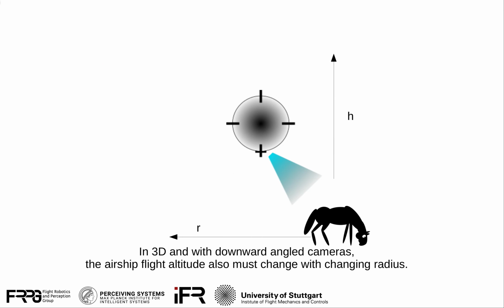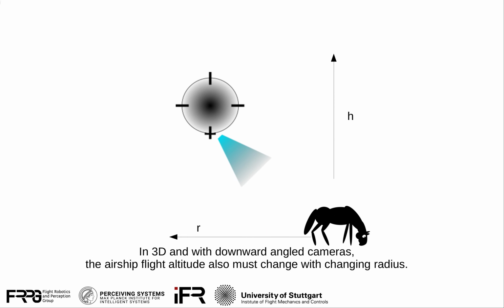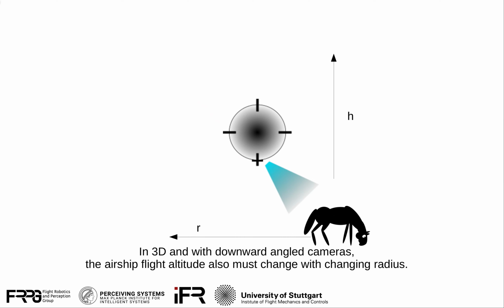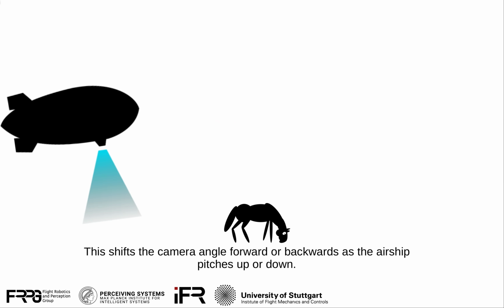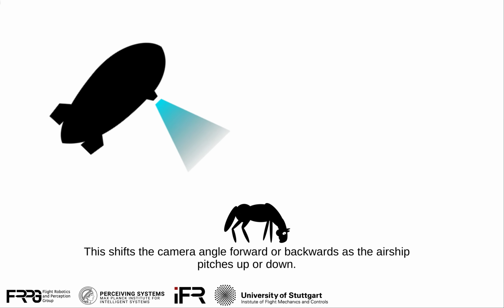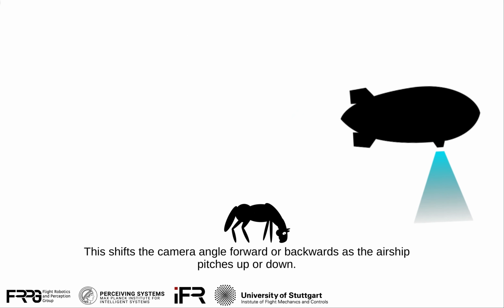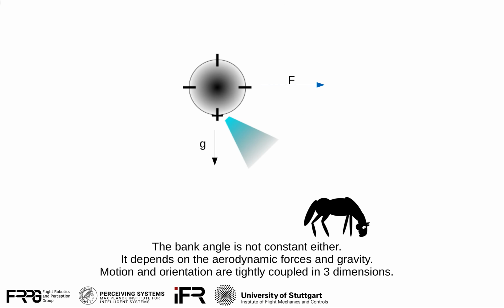In 3D and with downward angled cameras, the airship flight altitude also must change with changing radius. This shifts the camera angle forward or backwards as the airship pitches up or down. The bank angle is not constant either. It depends on the aerodynamic forces and gravity. Motion and orientation are tightly coupled in 3 dimensions.